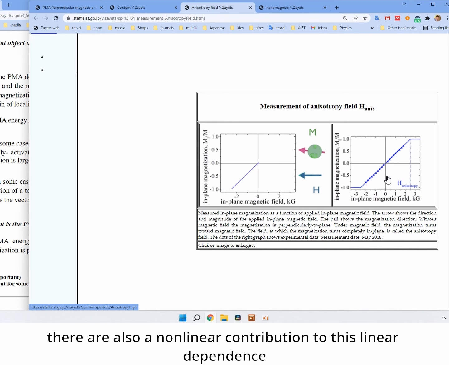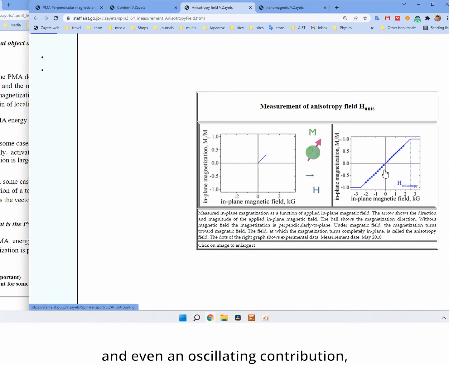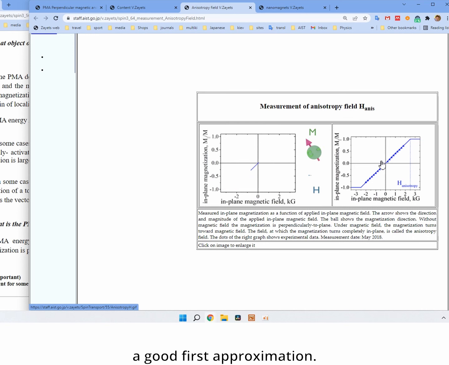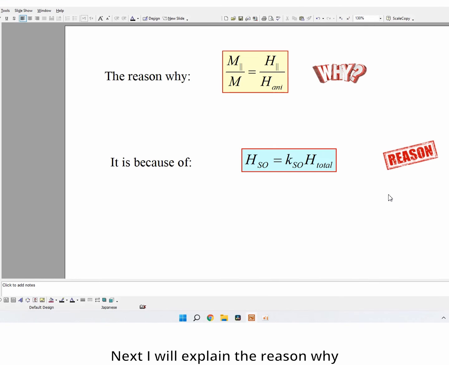As you will see later, there is also a nonlinear contribution to this linear dependence, and even an oscillating contribution which is induced by the interface. However, this contribution is less than 1% of the linear contribution, and the linear contribution could be considered as a good first approximation. Next, I will explain the reason why we have such a specific linear dependency, when the in-plane component of magnetization is linearly proportional to the in-plane component of the applied external magnetic field. The reason is simple and straightforward.